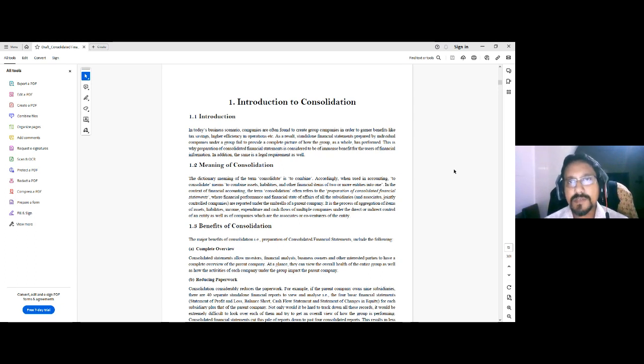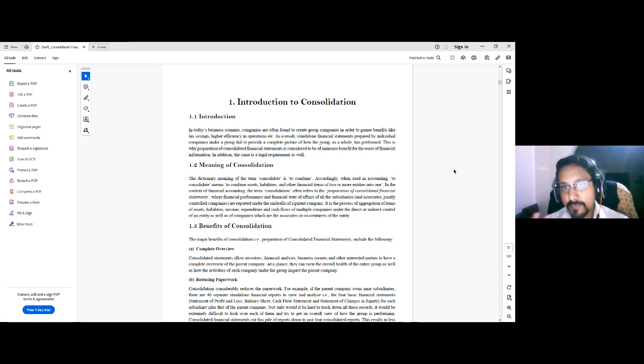Now, the term consolidation, if you go by the dictionary meaning, then you will find that consolidation or consolidate means to combine. Accordingly, when we use this term in accounting, then by consolidate we mean to combine assets, liabilities, and other financial items of two or more entities into a single one. In the context of financial accounting, the term consolidation basically refers to the preparation of consolidated financial statements.